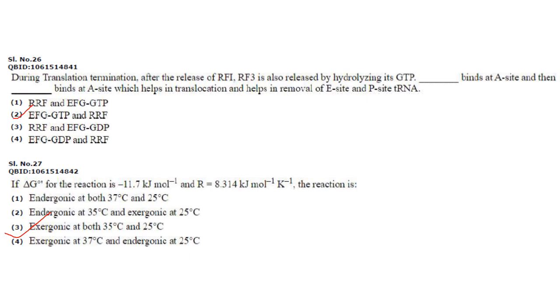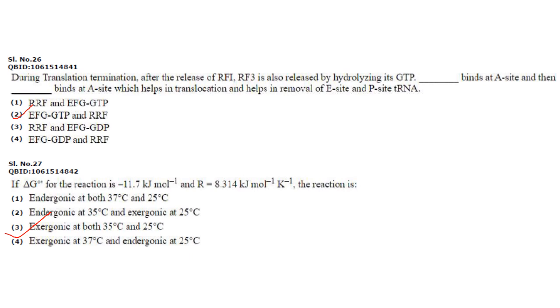So they have asked what happens in translation termination. So the answer here will be EFG, GTP and RRF. RRF is ribosome recycling factor. So EFG, GTP, it binds at A site, and then RRF binds at A site, which help in translocation and removal of E site and P site tRNA.